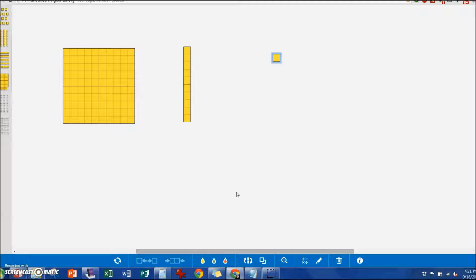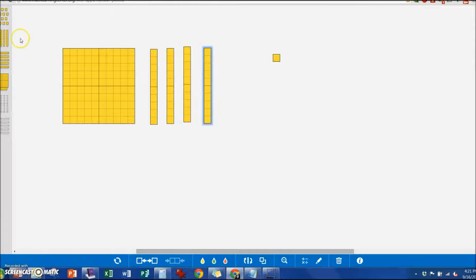So we want to first model 156. So we have our 100 here. We don't need any more hundreds, but we only have 10 here. So we need 5 of them to make 156. So we need 5 tens. So let me add 5 tens. And then we add some ones. So we have a total of 6. So we have 156.